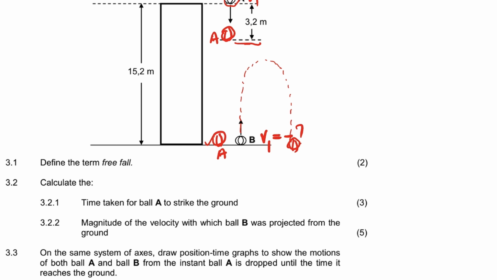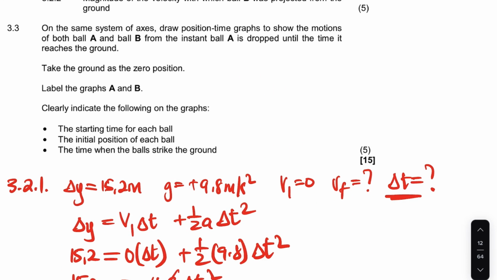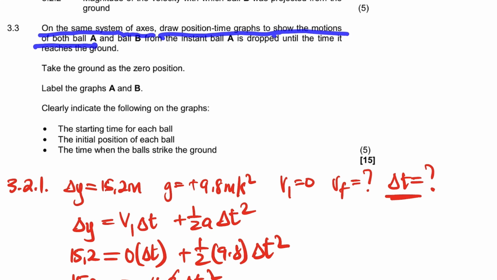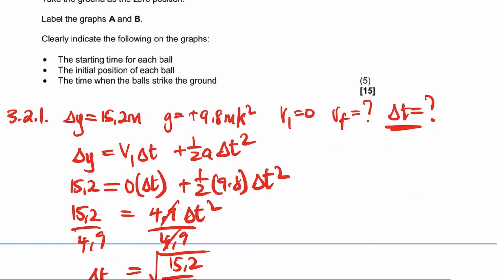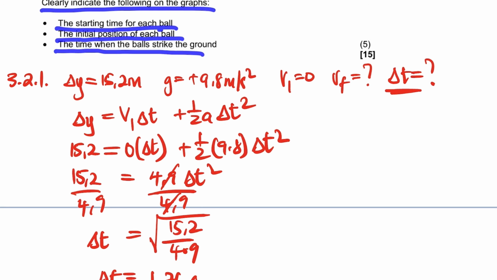Our next question says, on the same system of axes, draw the position-time graph to show the motion of ball A and ball B from the instant ball A is dropped until it reaches the ground. Take the ground as the 0 point. It says label graph A and graph B, and it's very important, guys, when it comes to the graph, things that you need to indicate. Clearly indicate the following: the starting time for each ball, the initial position for each ball, and the time for.